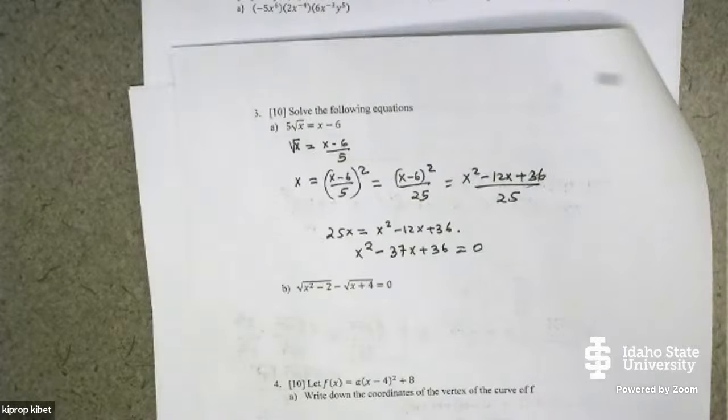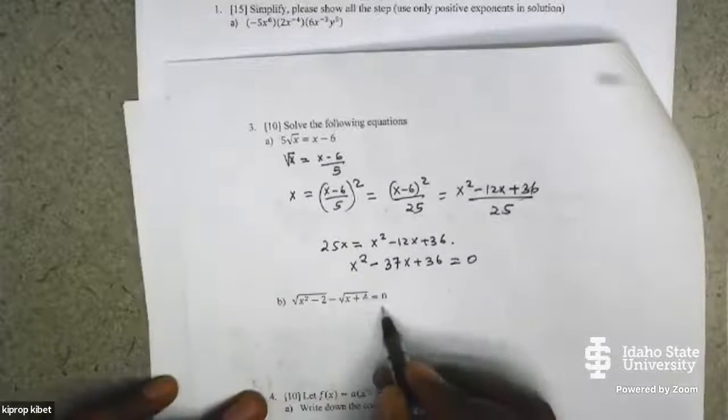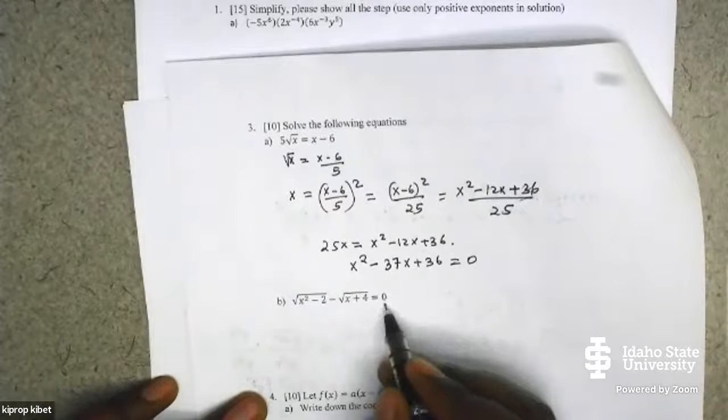And negative 36 and what? And 1. So your answer there should be 1 and... The same thing applies here. So you take this one to the other side.